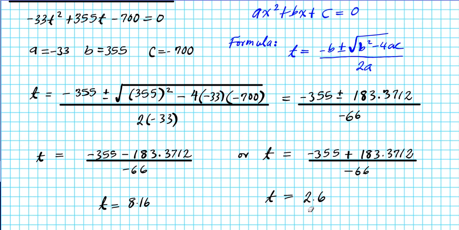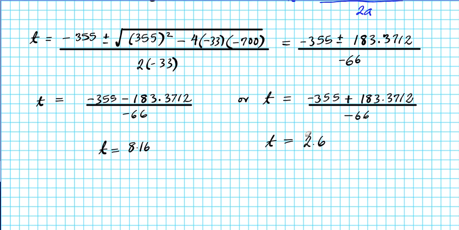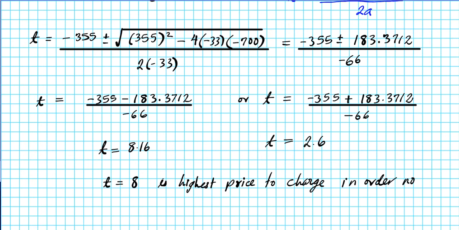Okay, so we're looking for the highest of the two in order not to lose money. So t is going to be equal to, we're rounding it to the nearest dollar or nearest whole number, so t is equal to 8. So t equals 8 is the highest price to charge in order not to lose money. Okay?